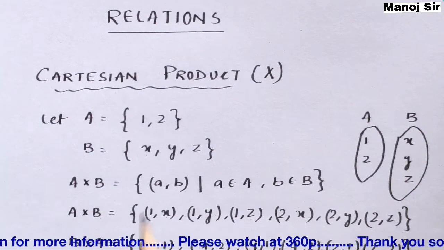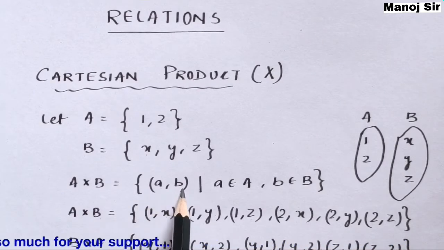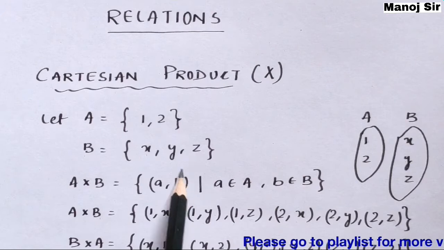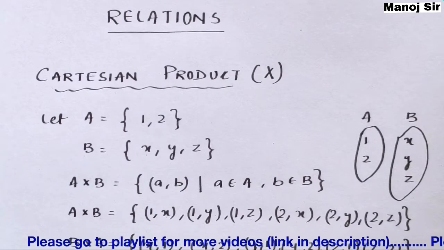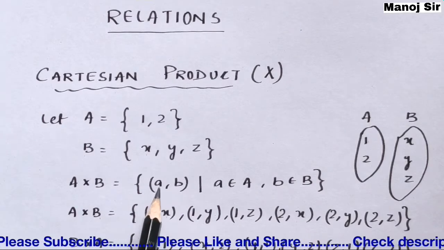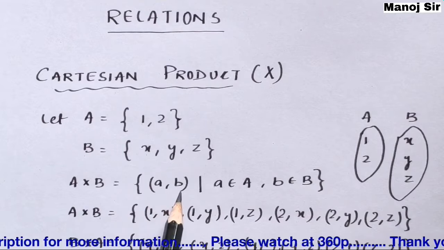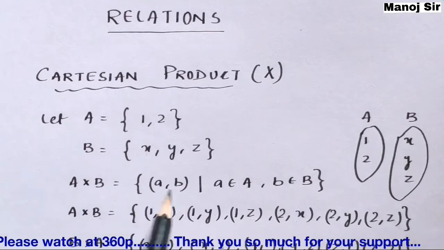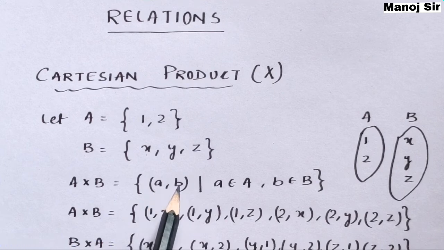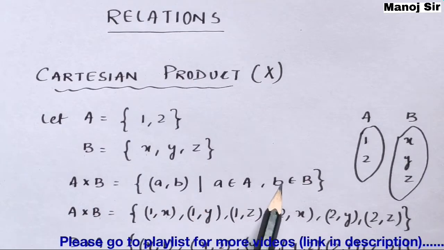Now if you want to find what A cross B is, then it is the set of (a, b) such that a belongs to A and b belongs to B. Here you can see this a comma b is written in ordered pair format. This is not a single element, it is basically a pair element, comprising two elements. This a belongs to A, and this b belongs to B.